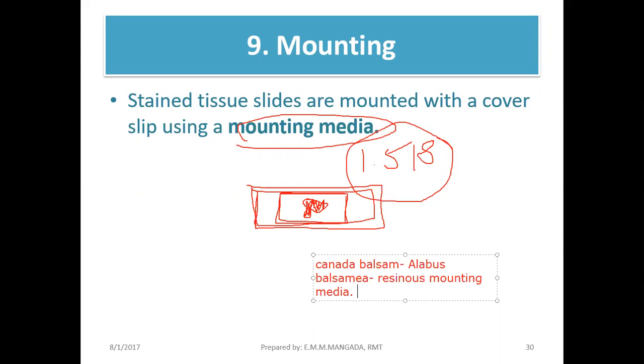The refractive index of our Canada balsam is usually 1.54 to 1.55, so near the refractive index of our cover slip. It's a resinous mounting medium, so para siyang resin, malagkit siya. So that's mounting media.